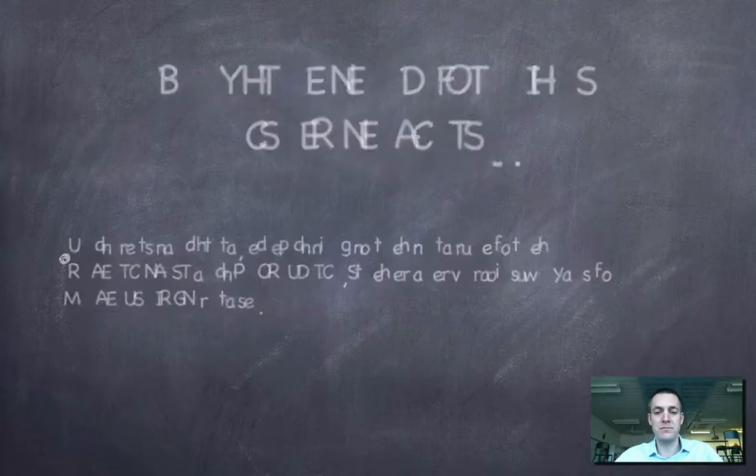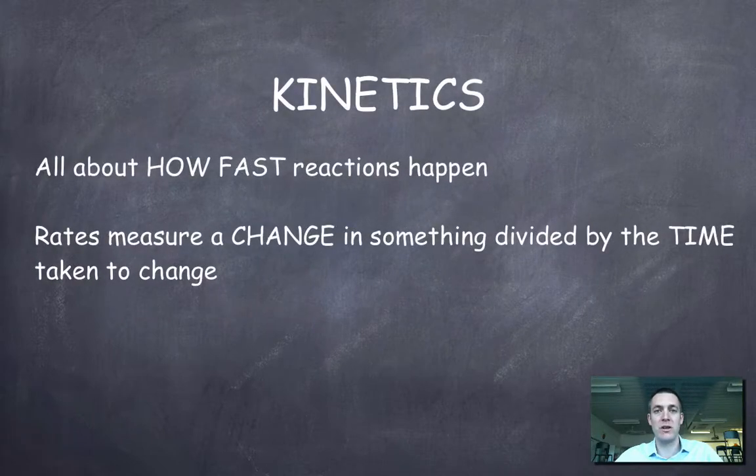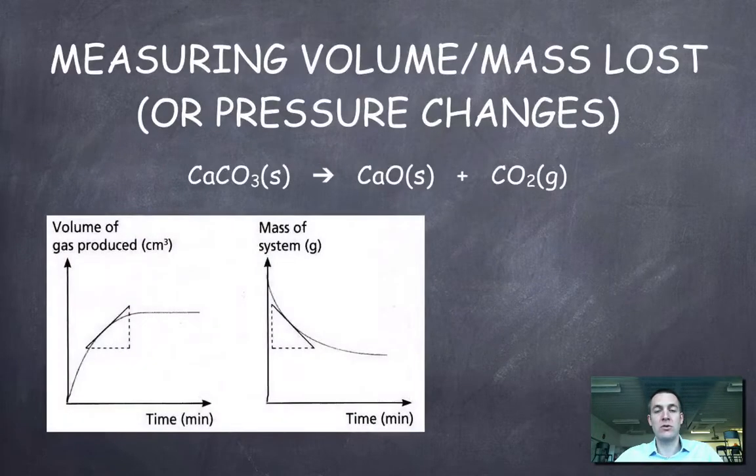Okay, so first of all, just a very quick reminder of what kinetics is all about. As we've said, this is all about how fast reactions happen, and if you're going to measure how fast something is happening, you're going to measure a change in something and then divide that by the amount of time taken for that change to occur. So really what we're going to be looking at here is what sort of changes will allow us to measure a rate. Now, I suppose the simplest kind of change is when a reaction produces something that can escape.